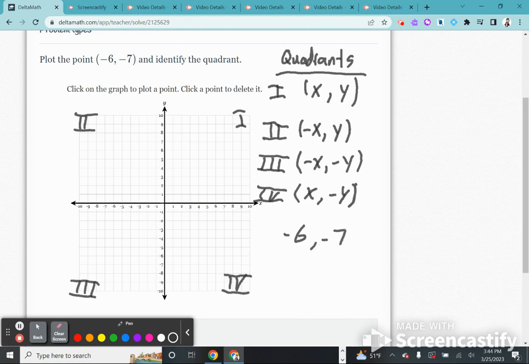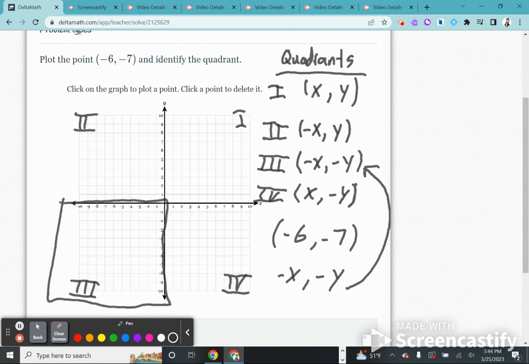For this one, we have -6 and -7. I know that I have a negative x, and I know that I have a negative y. The only one that matches that criteria there is quadrant 3. So I know my point is going to be somewhere in quadrant 3. So now I go over, I go 6 units to my left and 7 down.